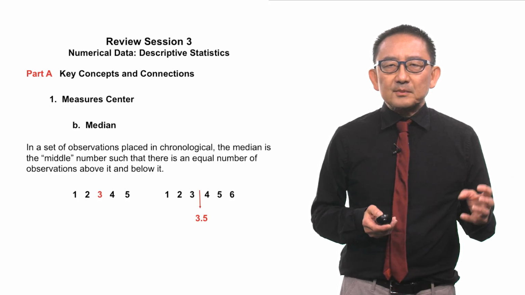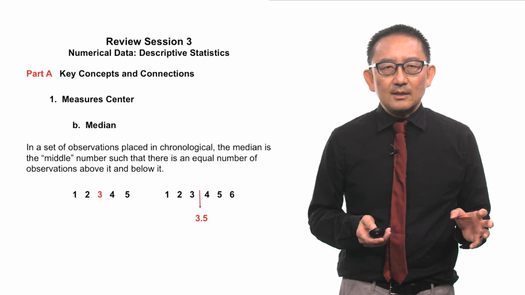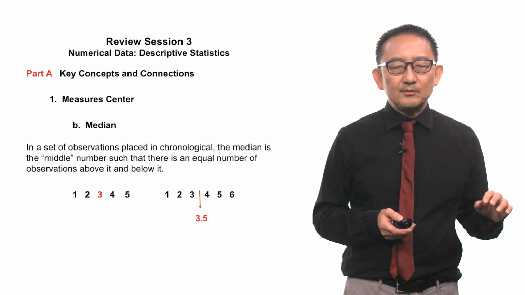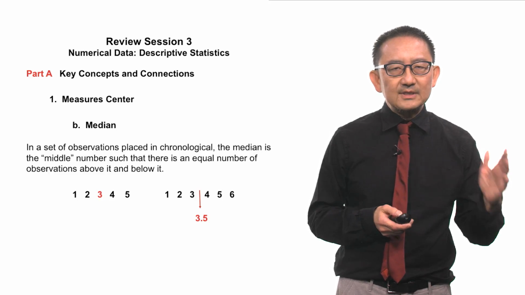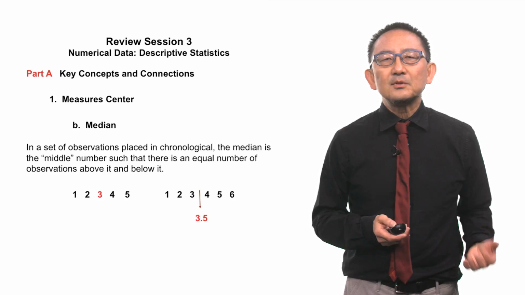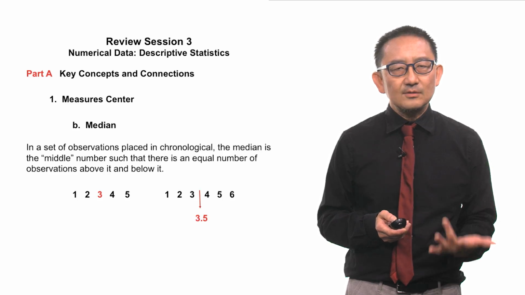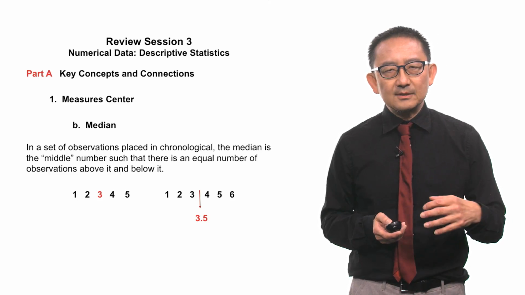In a set of numbers placed in chronological order, the median is the middle number, such that there are equal numbers of values above it and below it. So if we take the simple case of 1, 2, 3, 4, 5, the middle value is 3, with 2 above and 2 below.